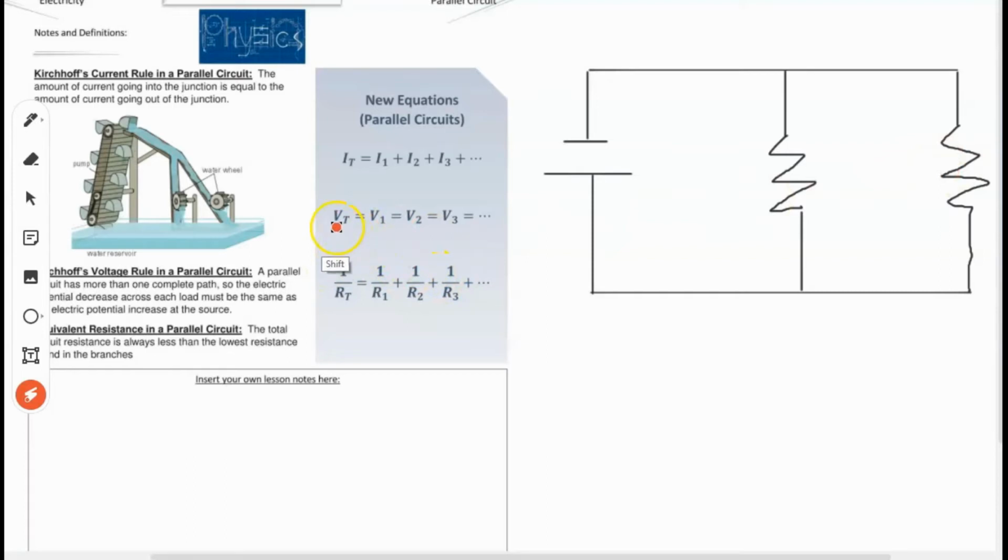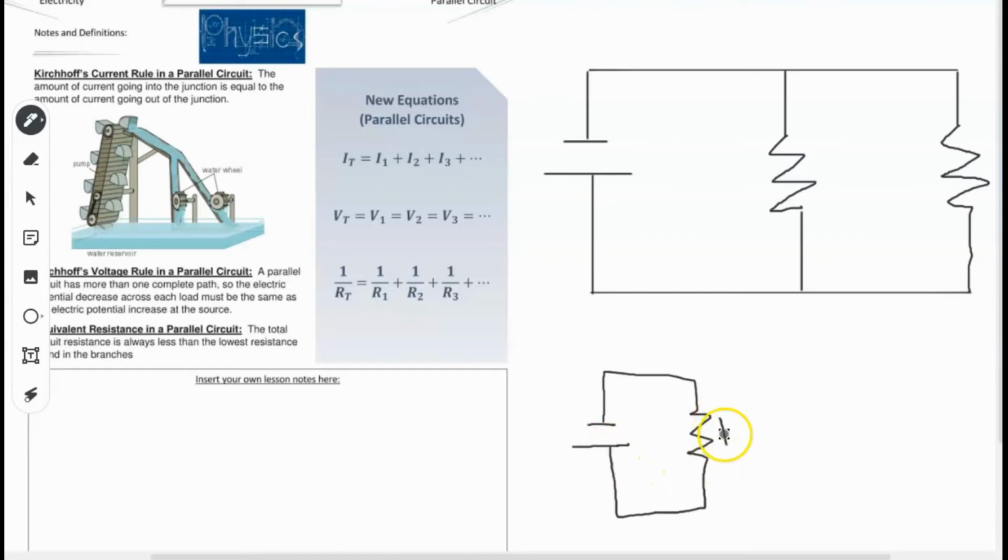So Kirchhoff's voltage rule for a parallel circuit is that the total voltage equals the voltage through the first branch, which is the same as the voltage through the second branch, and so on and so on for however many branches your parallel circuit has. So now let's talk about equivalent resistance in a parallel circuit, meaning if I were to redraw this circuit here and replace those two resistors with one resistor, and that one resistor has an equivalent resistance to both of those resistors put together, what is that equivalent resistance?